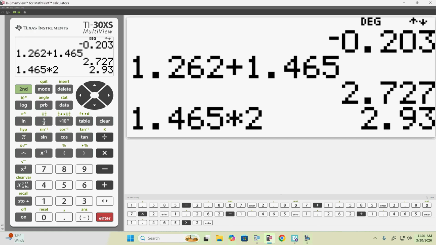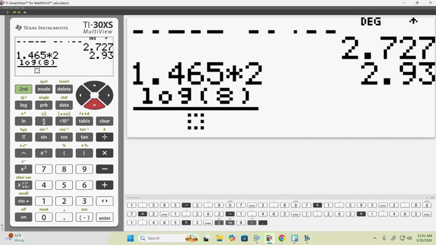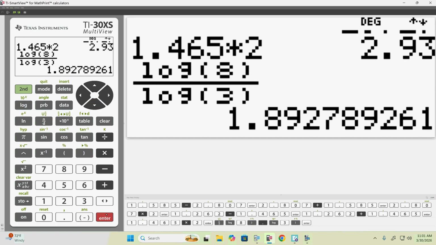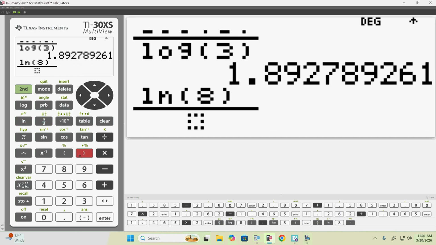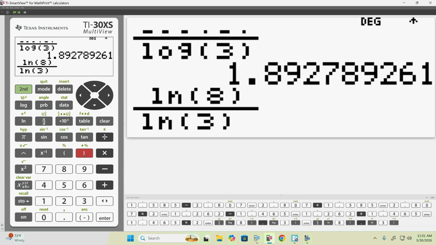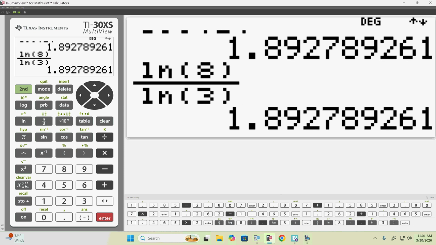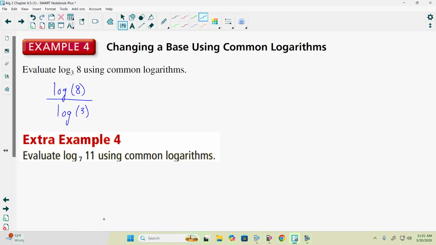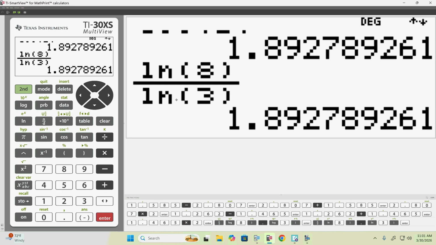Because that means now, even in the 30xs, I can go log of 8 over log of 3, and it gives me the correct answer. That's nice. We're not having to type all that in. Interestingly enough, natural log of 8 over the natural log of 3 is still the exact same value. So this is the same as the natural log of 8 over the natural log of 3, which is approximately 1.893.